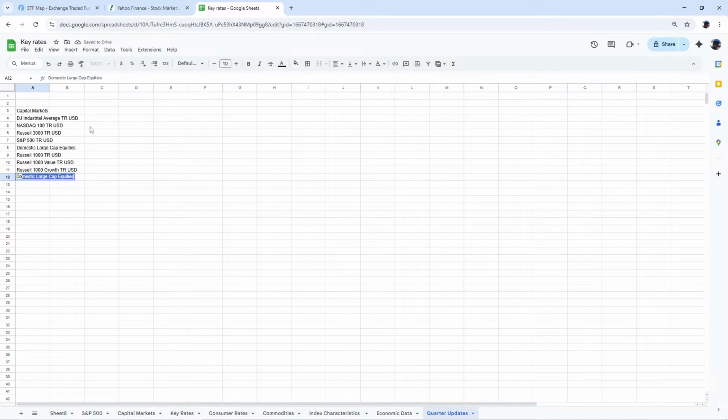Okay, then domestic cap equities. Underline.